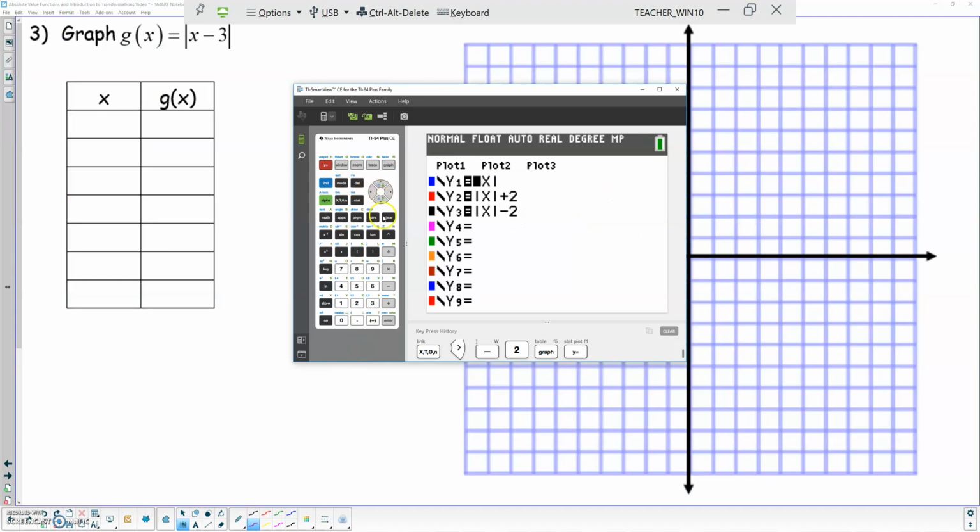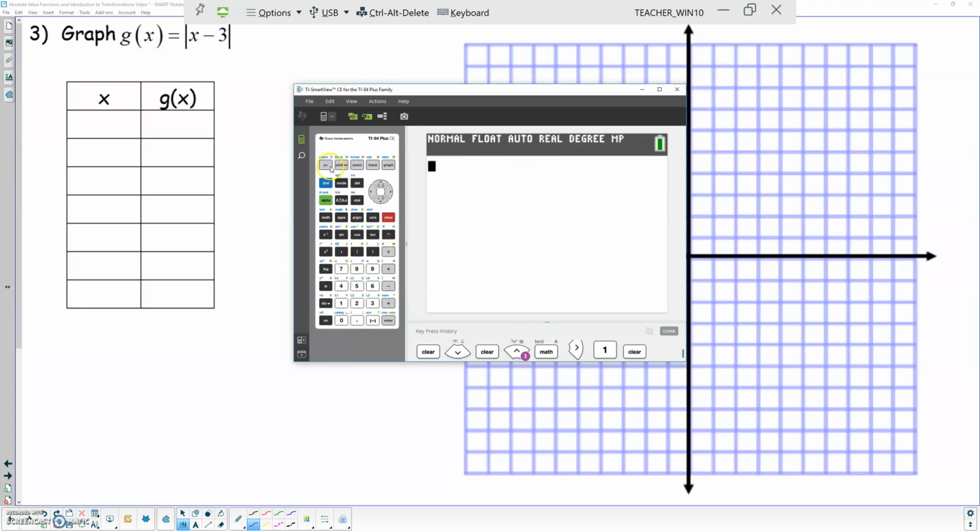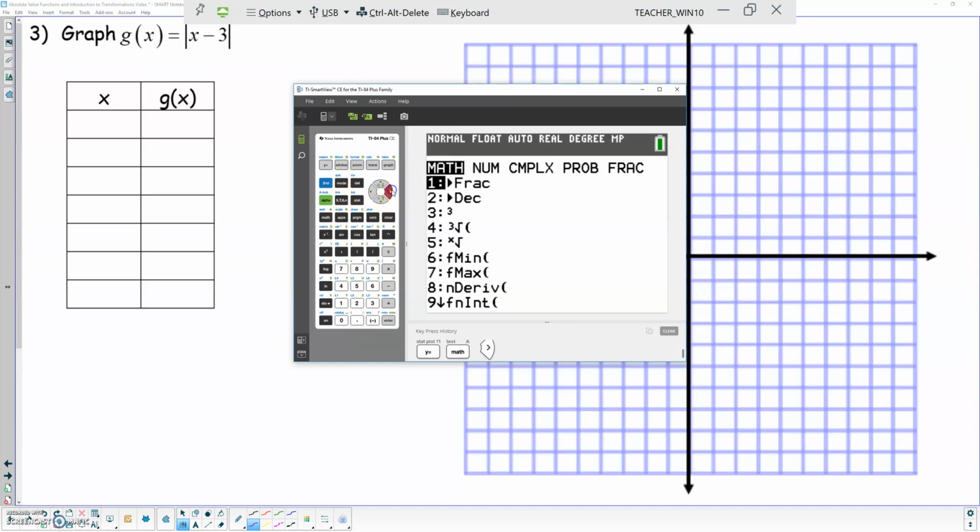All right, I'm going to go to y equals and clear everything I have in here. And now I'm going to type in my new equation. So it's y equals the absolute value of x minus 3. Okay, and again, make sure the minus 3 is inside of the absolute value symbols.